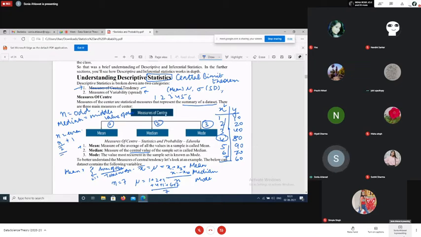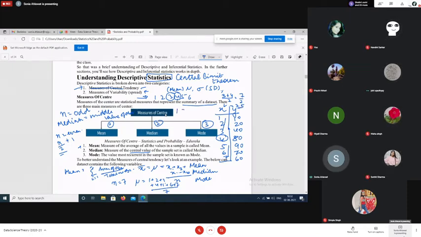Okay, let me explain first. If I have this as a sample, I'll take the two most middle values. The most middle values are the third and fourth from both sides. So I'll simply take 3 plus 4 divided by 2, which is equal to 7 by 2, which comes out to be 3.5.